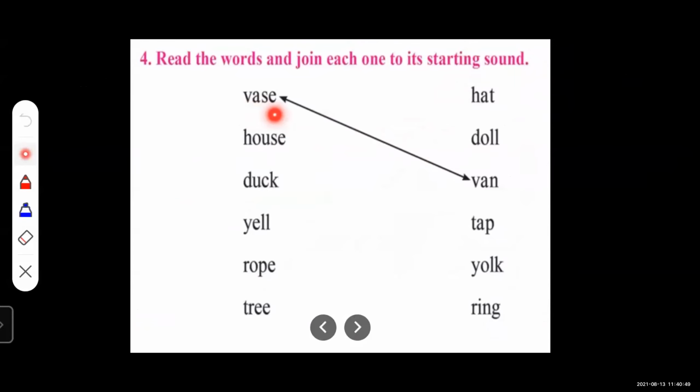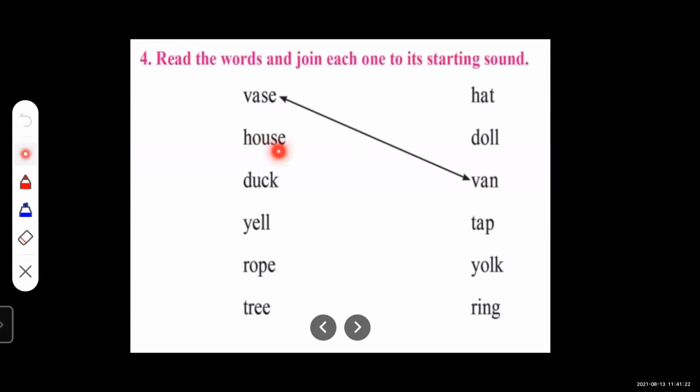Was. Was. Was joined to van. So the first sound is W, because consonants also have their sounds. Each and every consonant has a different sound. Now, the first one, was, is joined with van. So the first sound is W. Now, next two.